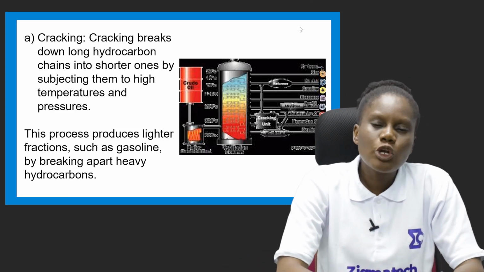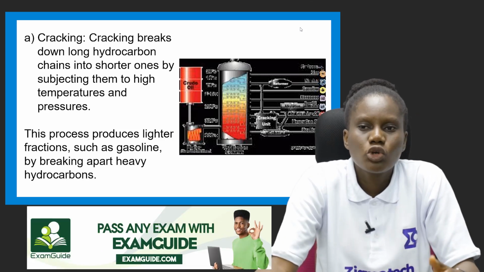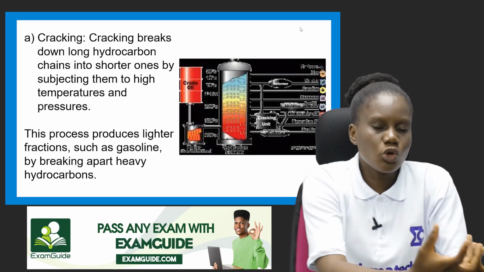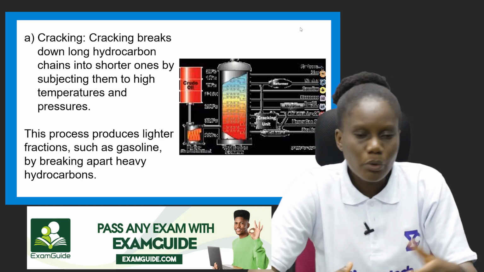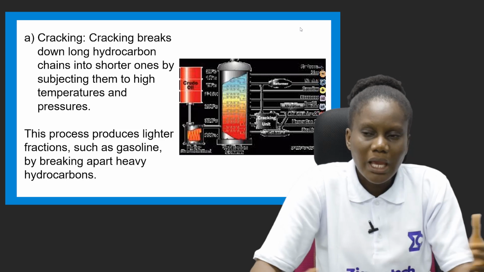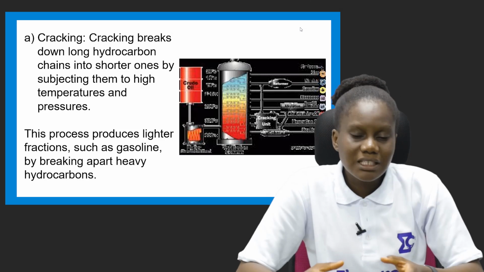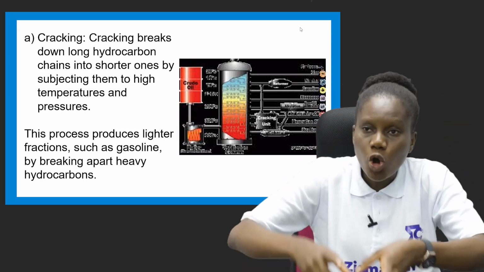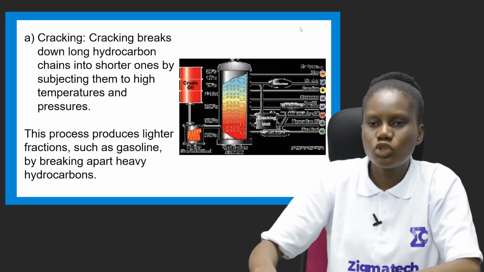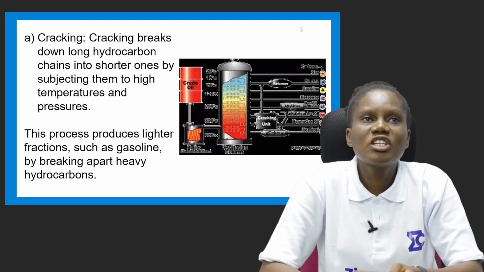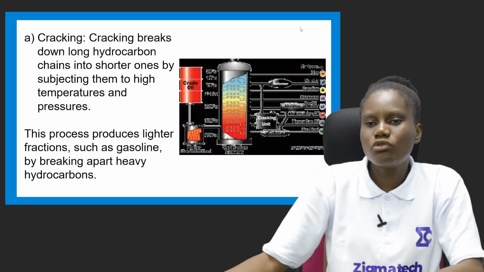Cracking. Cracking breaks down long hydrocarbon chains into shorter ones by subjecting them to high temperatures and pressure. So after you get your petrol, or gasoline, or diesel, or kerosene, that is your jet fuel, and your lubricating oil, you still pass them through another process. And this process, cracking, just simply means breaking down long hydrocarbon chains into shorter ones. So how do you do this? You subject them to high temperature and pressures. This process produces lighter fractions such as gasoline by breaking apart heavy hydrocarbons.